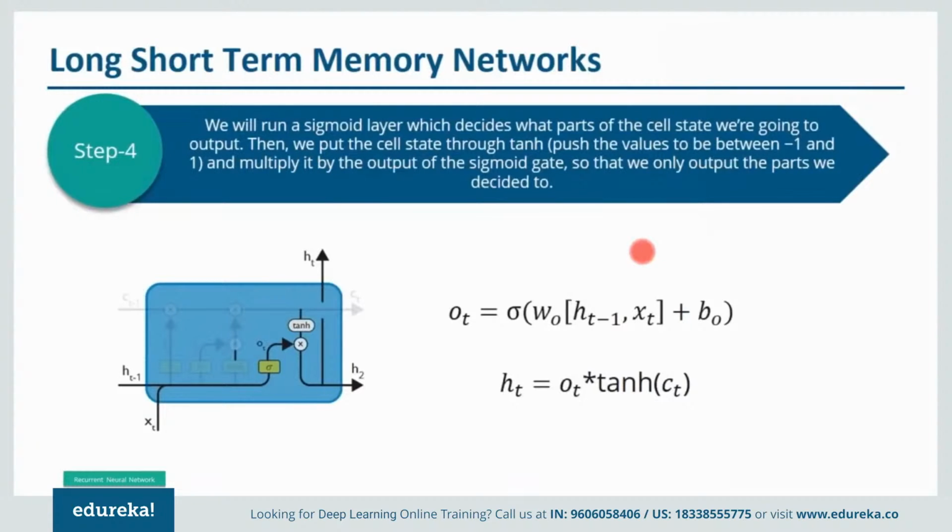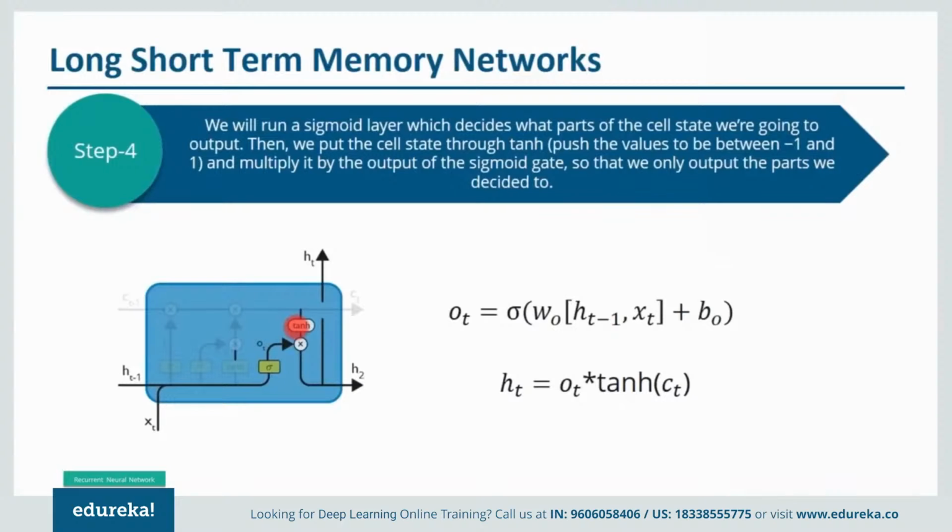Now our last step is to decide what we are going to output, and this output will depend on our cell state, but it will be a filtered version. First we need to pass ht-1 and xt through a sigmoid activation function so that we get an output that is ot. Alright, and this ot will in turn be multiplied by the cell state after passing it through a tanh squashing function or an activation function.